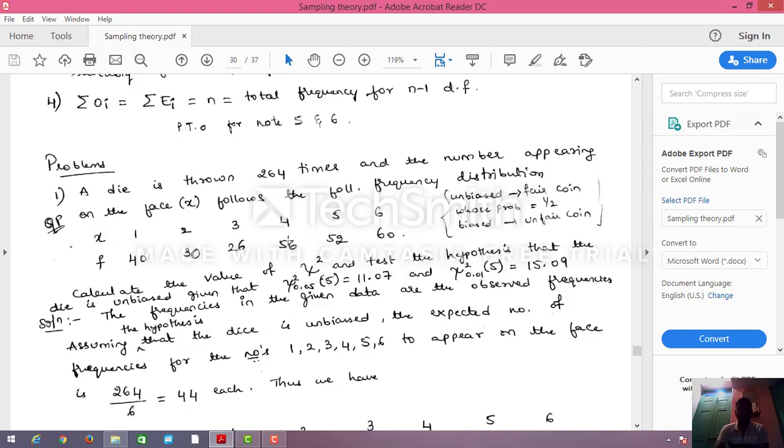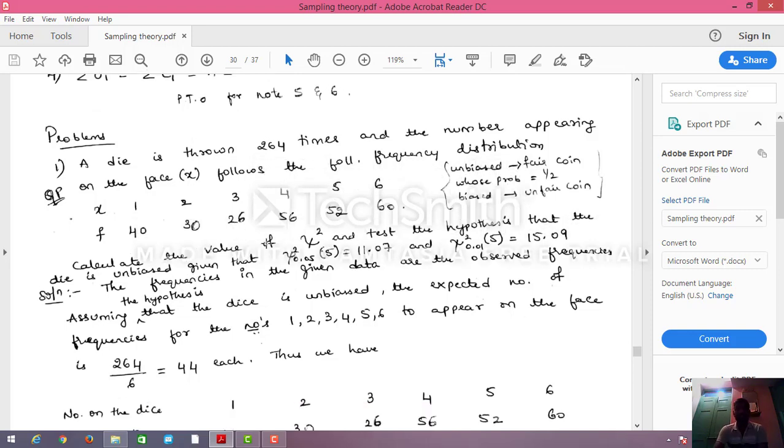Here you have to calculate the value of chi-square and test the hypothesis that the die is unbiased, given that chi-square at the 5% level of significance is 11.07 and chi-square at the 1% level of significance is 15.09.